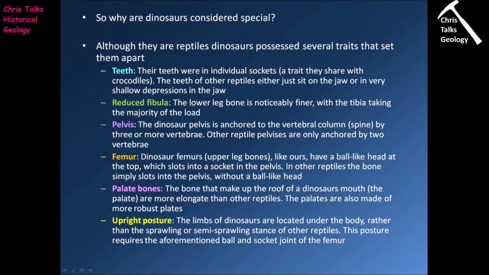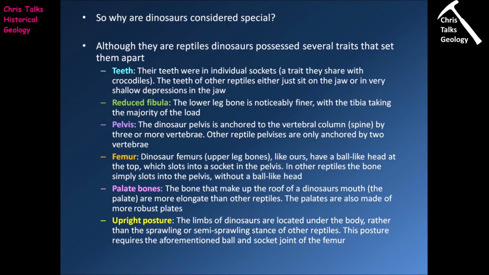So other changes, we also see changes with the palate bones. The palate bones are the bones that make up the roof of the mouth. Now, the palate bones we see for dinosaurs are more elongate than other reptiles. We also see the palates are made of more robust plates. So essentially what we're seeing here is that dinosaurs are developing a stronger mouth structure. And this ties back to the tooth design. They're essentially producing a skull and mouth that's just more robust.